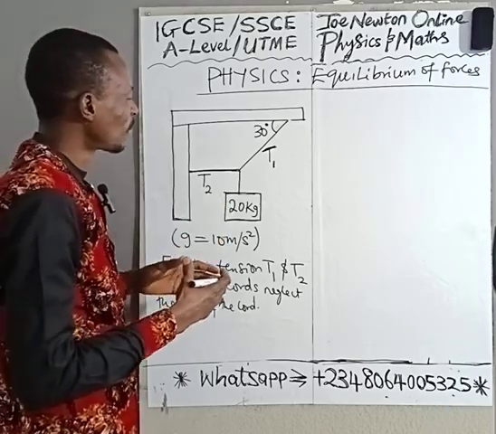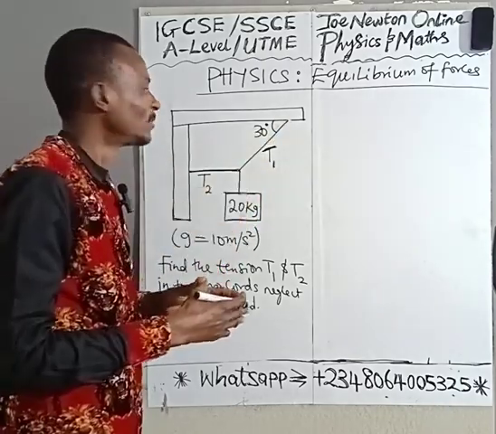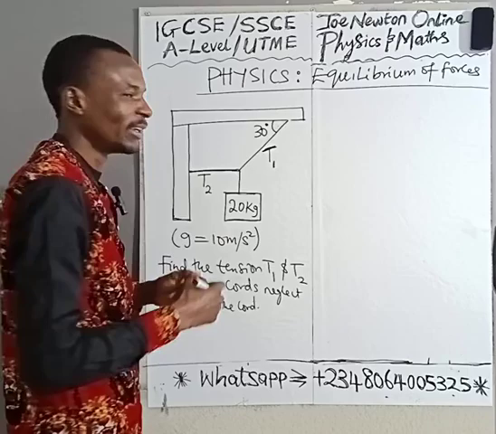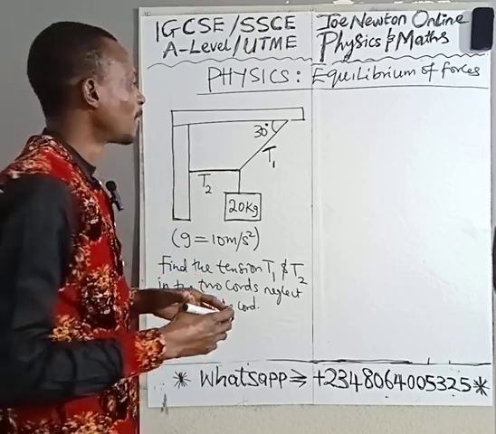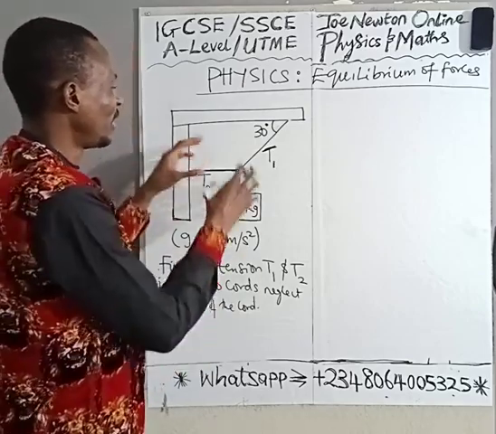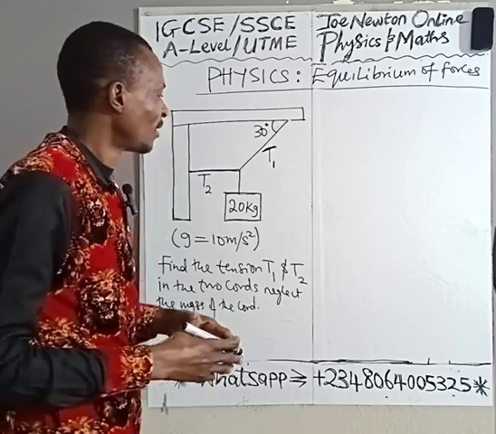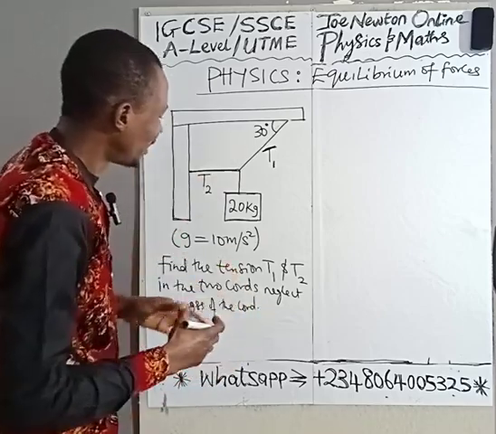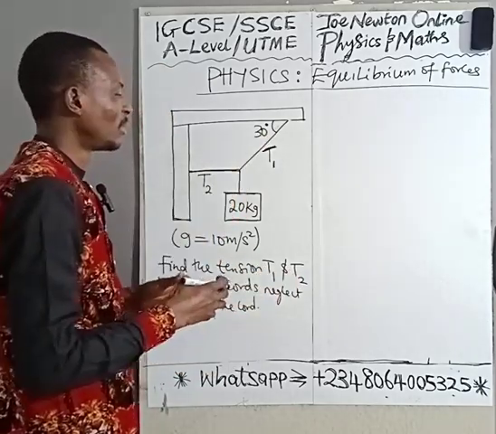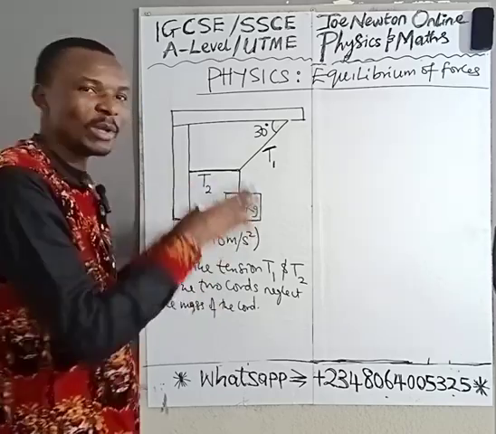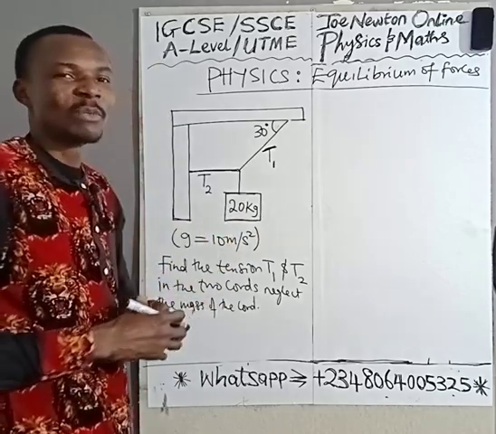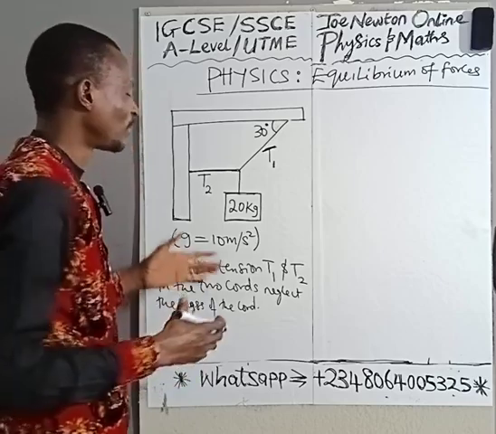We have two cords holding a body of mass 20 kg suspended, fixed on this rigid body. So they are now in equilibrium. Then we are asked to calculate the tension T1 and T2 on the cords with which this body is in equilibrium. Good. Then we are given the approximate value of acceleration due to gravity in brackets.